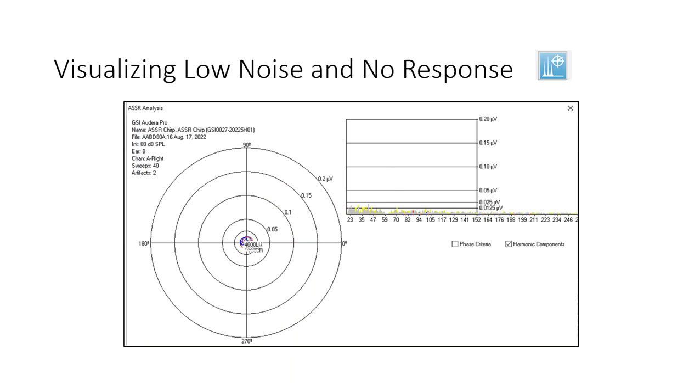Here's another example where the noise is extremely low and there's actually no response coming from the patient. You can barely see the red and blue, just a little bit of gray or noise. So this is a really nice indication that there's no response there and it's low noise.